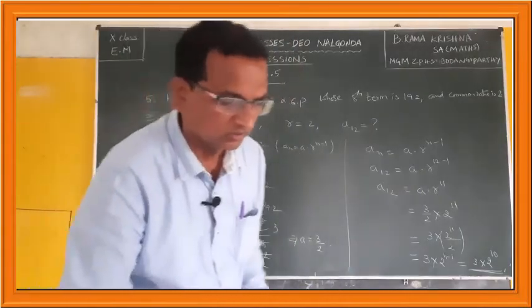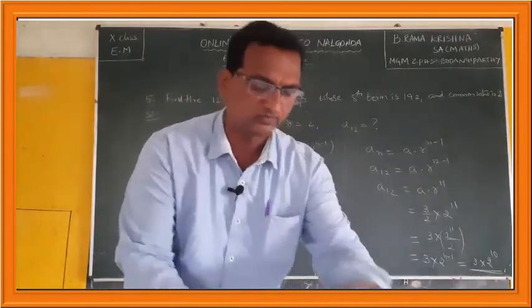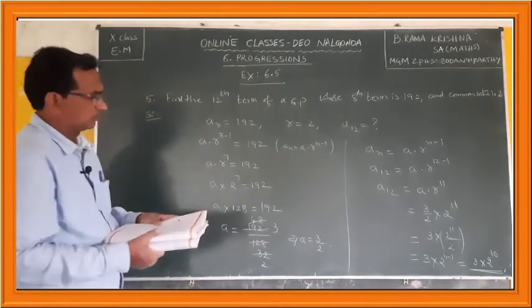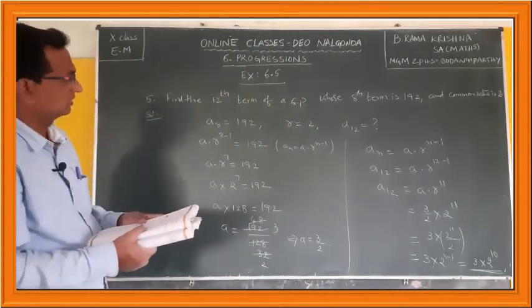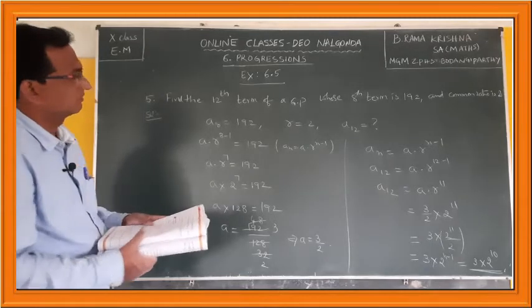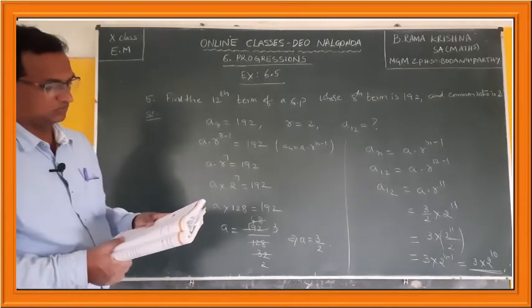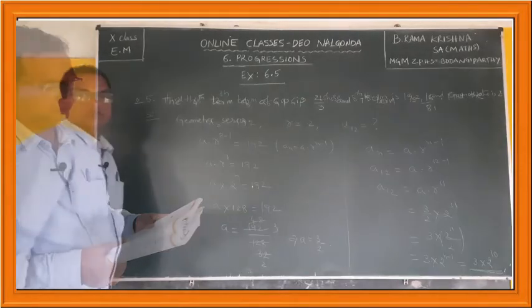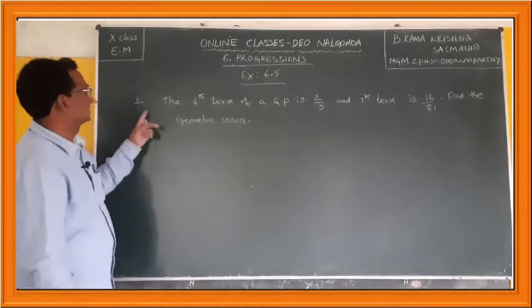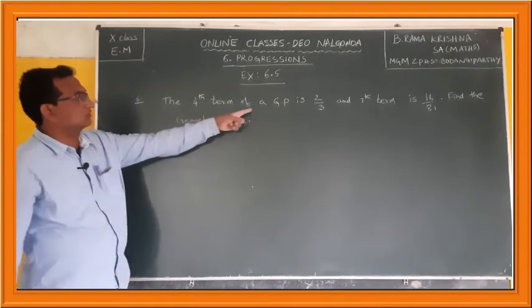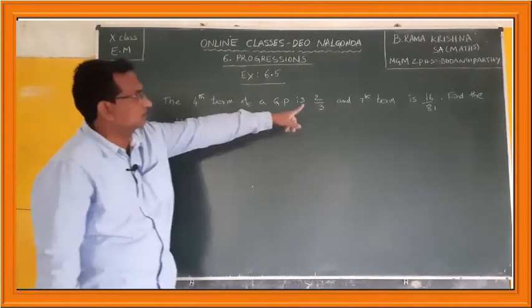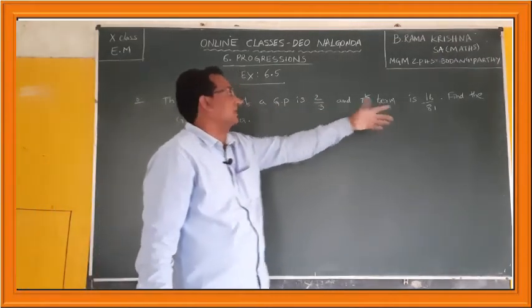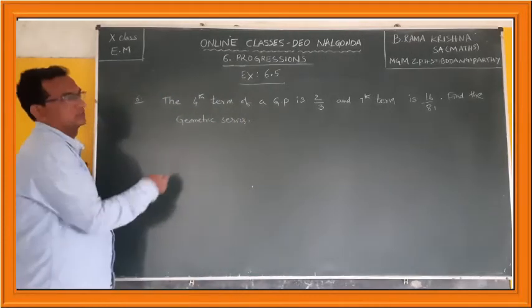Okay. So, fifth question is that if a similar model problem comes in the examination or anywhere, you should be able to solve that. Sixth question. Right children, this is the sixth question. The fourth term of a GP is given as 2 by 3 and the seventh term is given as 16 by 81. Find out the geometric series.